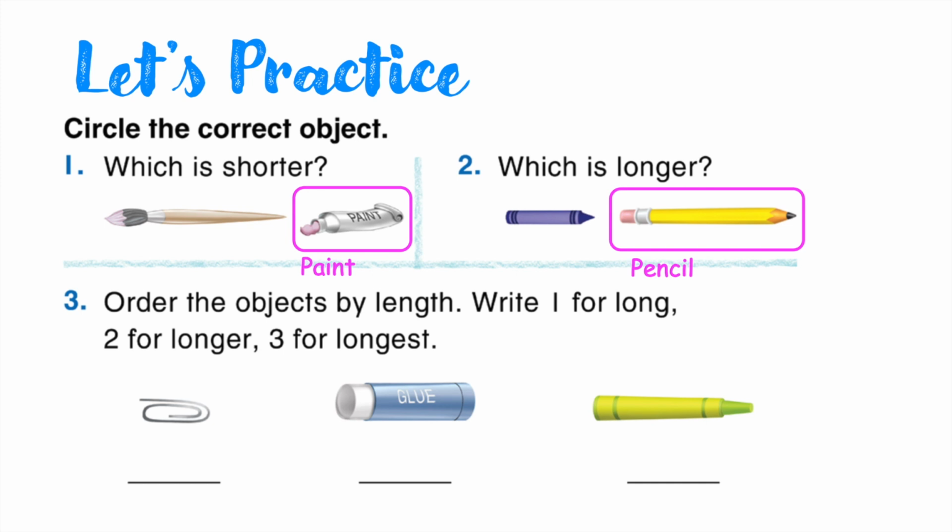Now let's order the objects by length. We're going to write 1 for long, 2 for longer, and 3 for longest. Let's start. Which one would be the longest? Very good. The marker. So between the glue and the clip, which one would be longer? Yes, the glue stick. So that means that the paper clip would be long. 1, 2, and 3.